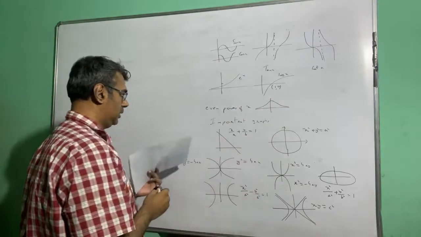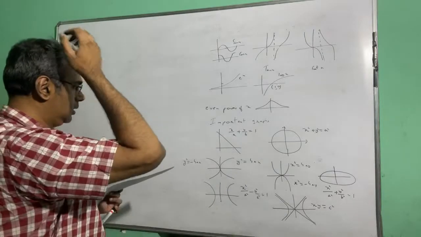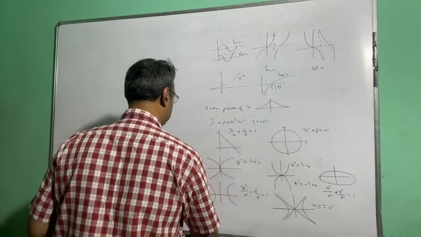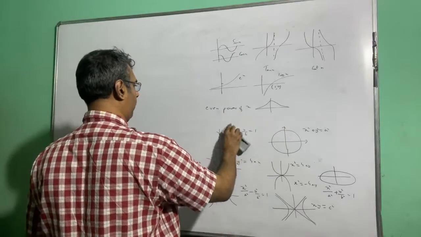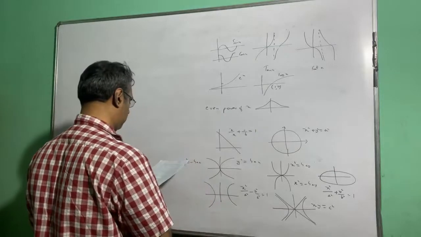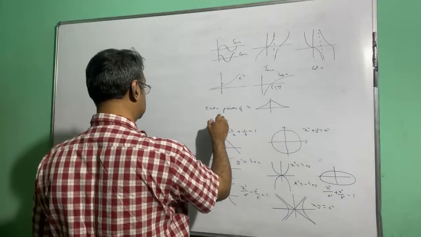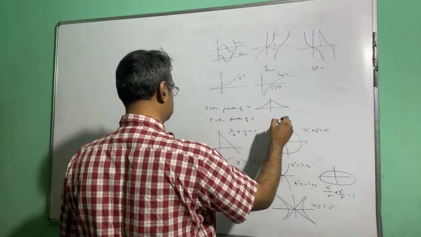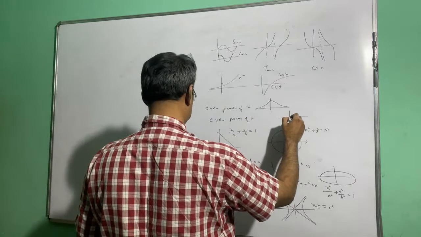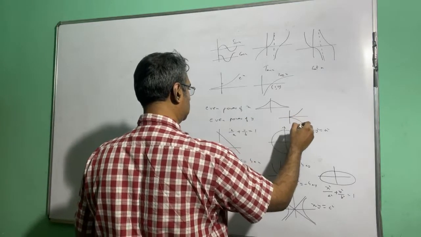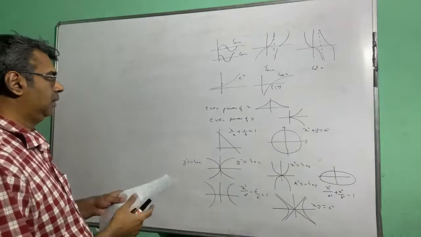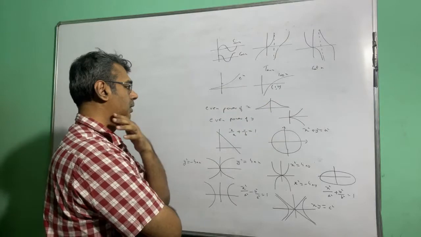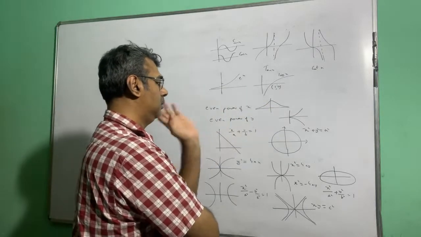Suppose there is a graph in which you only have even powers of x. So it will be symmetrical about the y-axis like this. And suppose you have a graph in which you have only got even powers of y. So even powers of x will be symmetrical about the y-axis and even powers of y will be symmetrical about the x-axis.